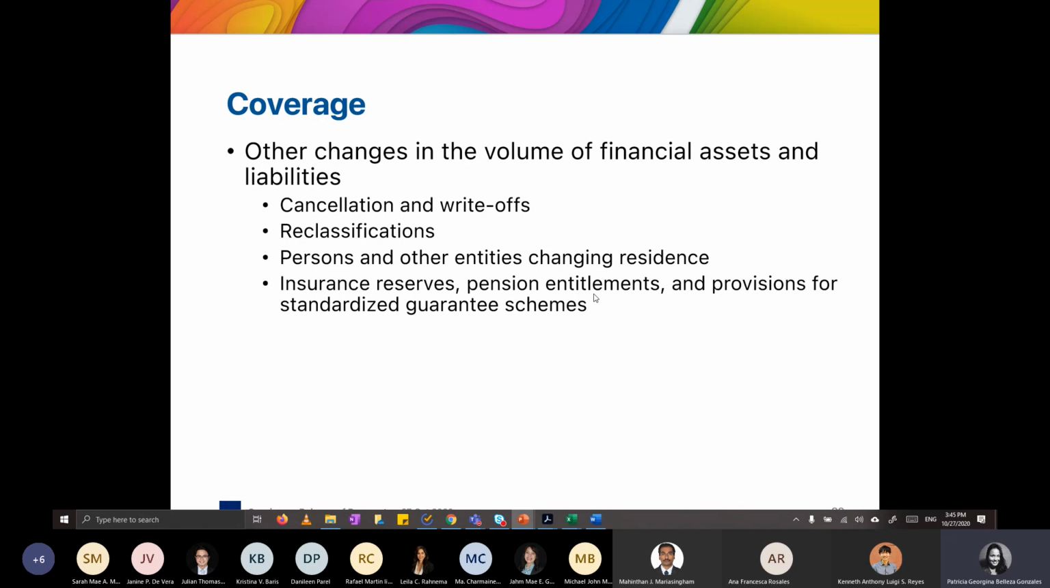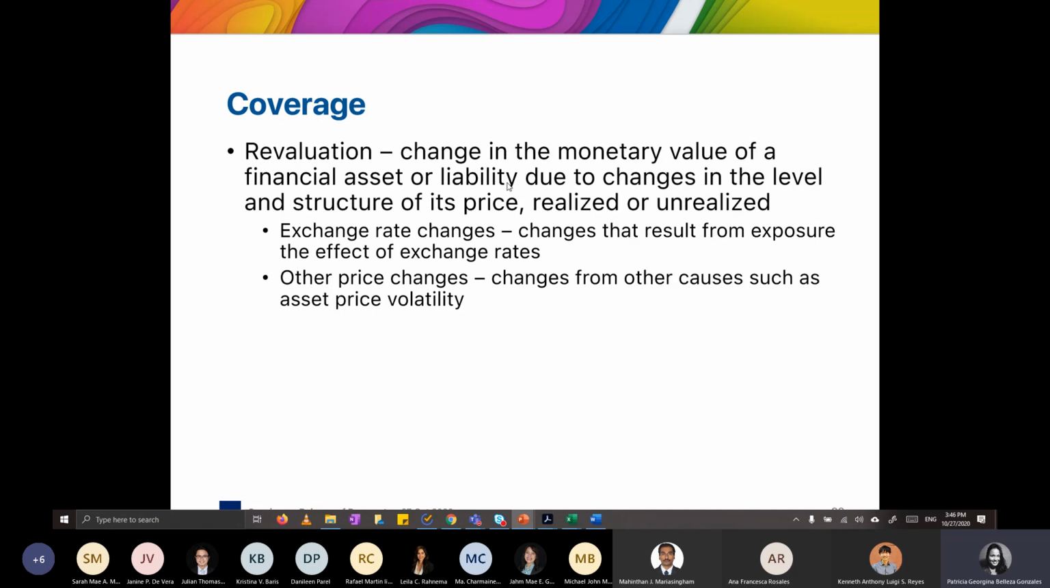So you also have insurance reserves, special entitlements, and provision for standardized guarantee schemes. I won't get into this, but generally it's just important that it's changes in the volume, not resulting from transactions. And then you have changes in the value, which again doesn't have anything to do with transactions, but rather change in the monetary value due to changes in the level and structure of its price, whether realized or unrealized.